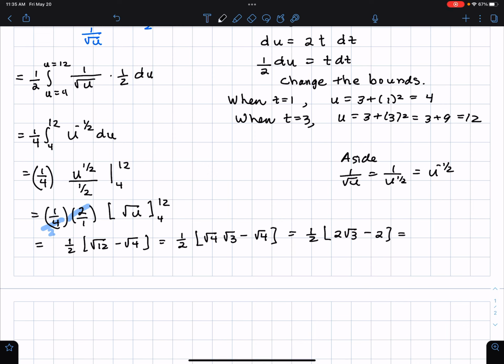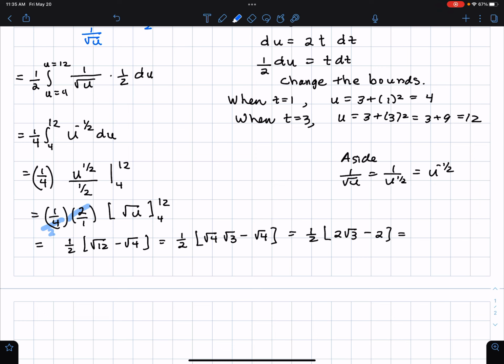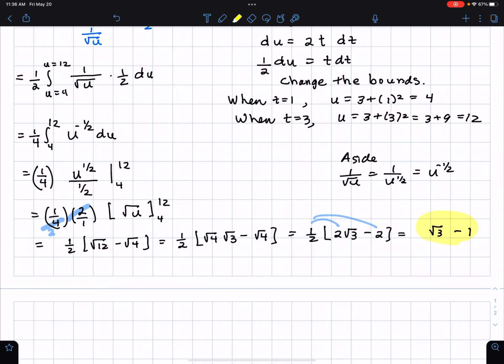Now let me see if I can do this without getting it wrong, multiplying the 1/2 using the distributive property. So 1/2 times 2 root 3 is root 3, and 1/2 times 2 is 1. This does not have an answer in the back of the book because it's an even problem, but I'm just going to say that's correct.